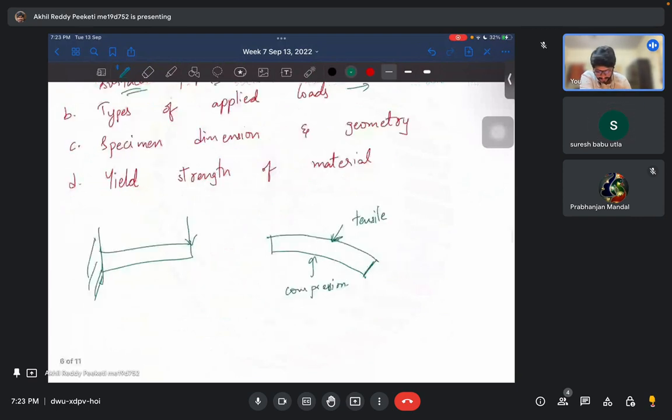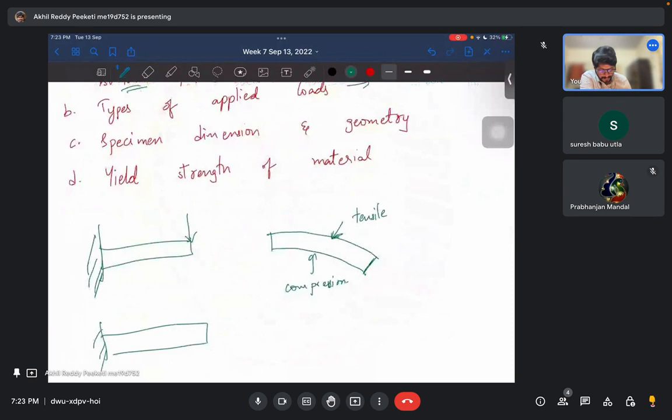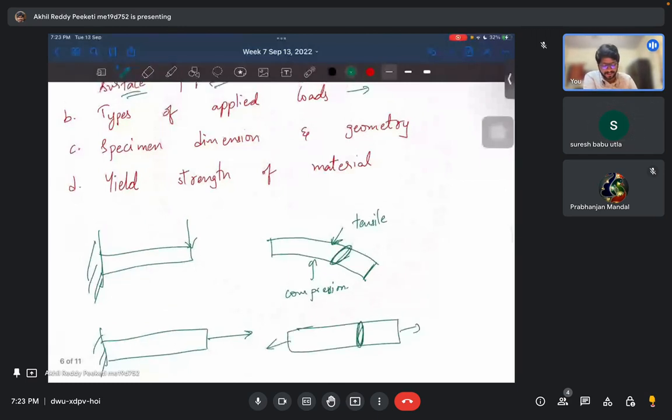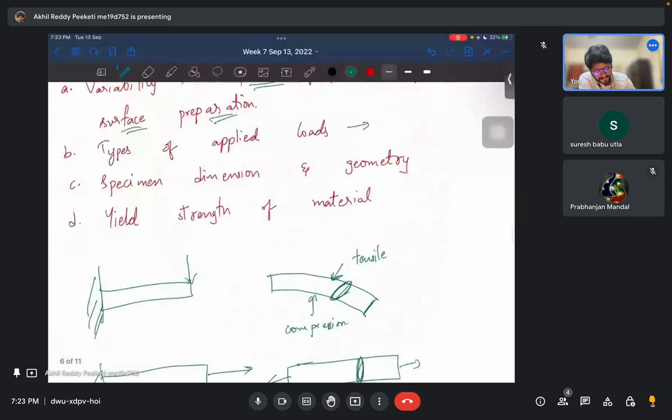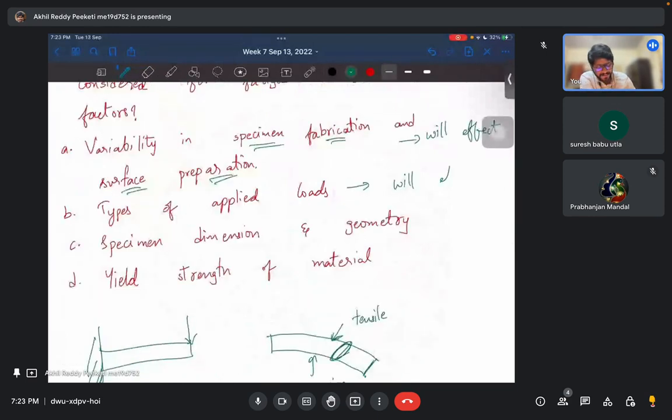But if you are taking an axial load, the load will be the same across the cross section. So that is why both are not the same. That is why the type of applied load will have a role.